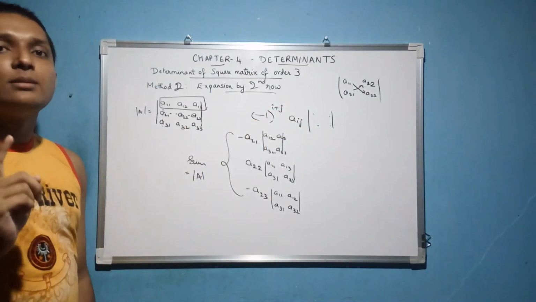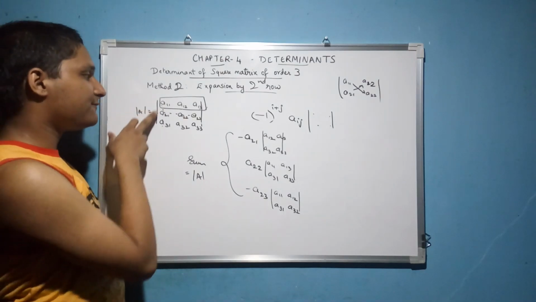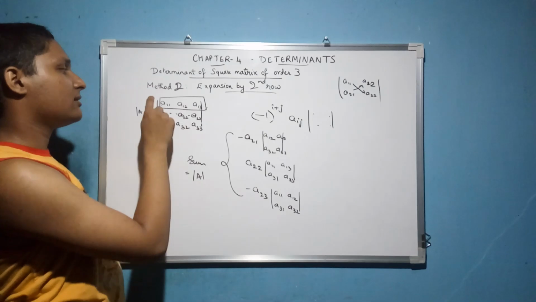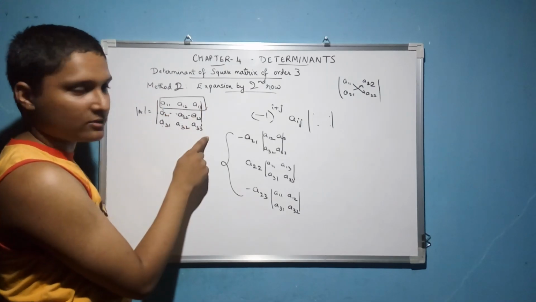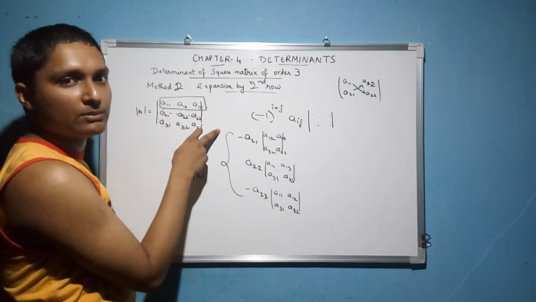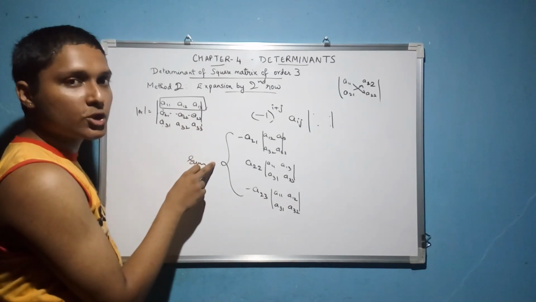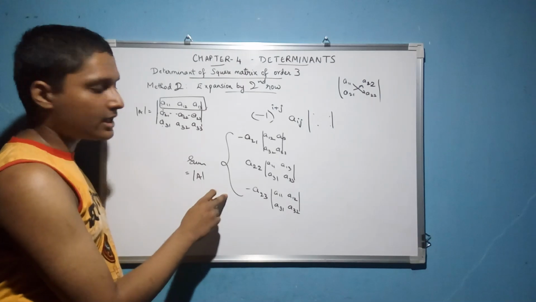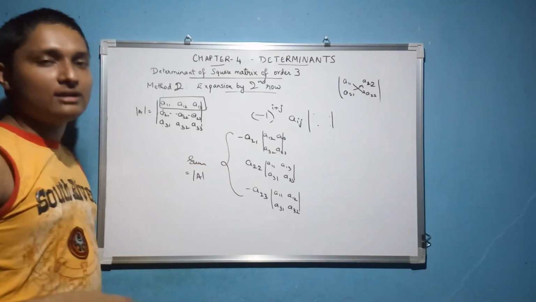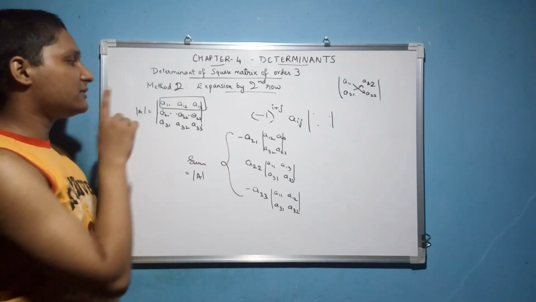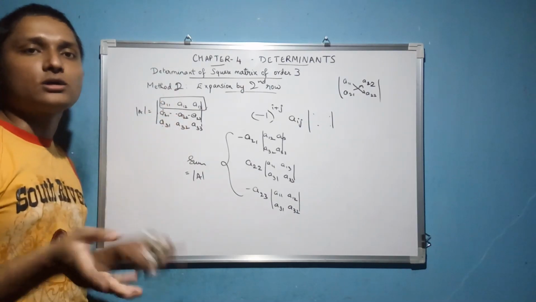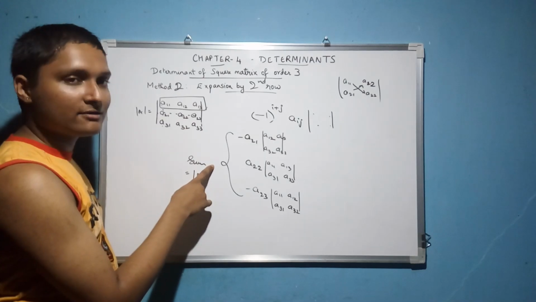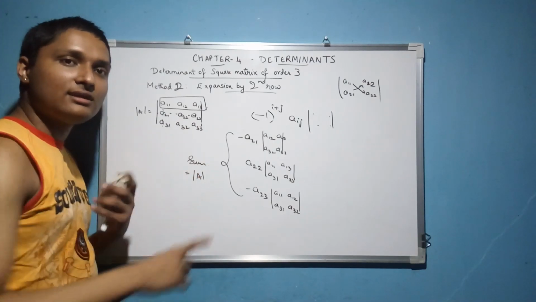So one thing you can remember is, when you are starting with the first row or the third row, or the first column or the third column, the first term is going to be positive, the second term is going to be negative, and the third term is going to be positive. Okay, you need to put a positive or negative sign. That's what I'm explaining. For the first or the third row or column, it is positive first, then negative second, and positive in the third place.